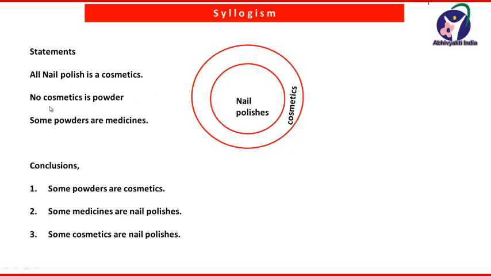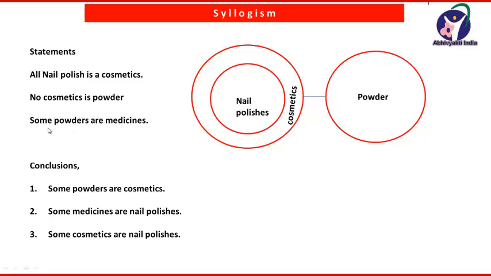The second statement is no cosmetics is powder. So it will be like this: no cosmetics is powder. It means powder is a disjoint set, and so cosmetics and powder are not joined, are not overlapping. It is quite away from this, since it is a disjoint set.